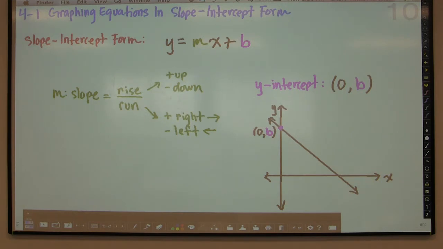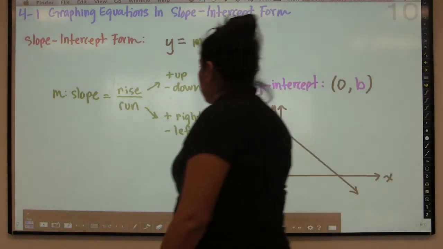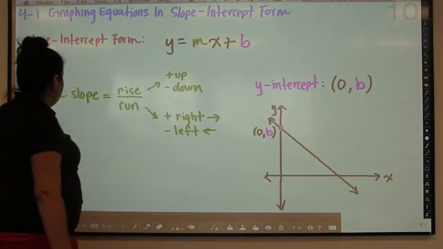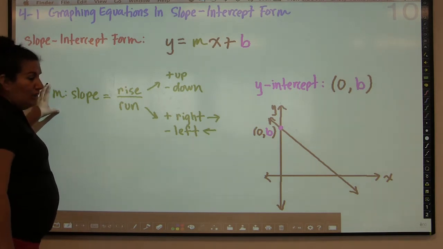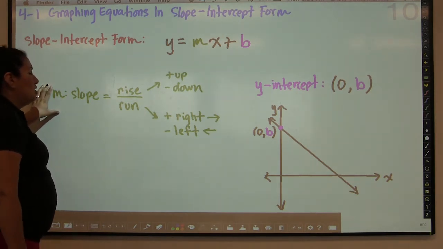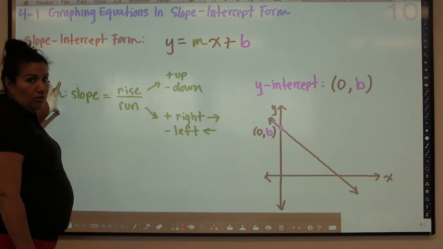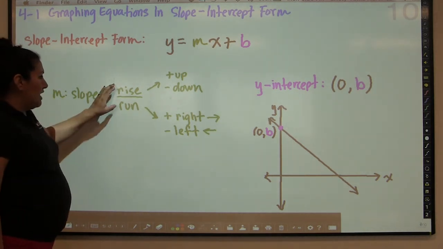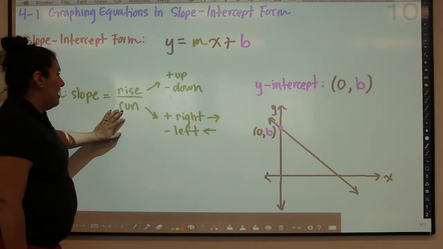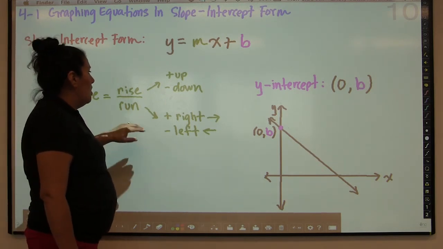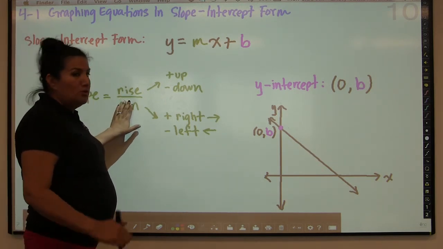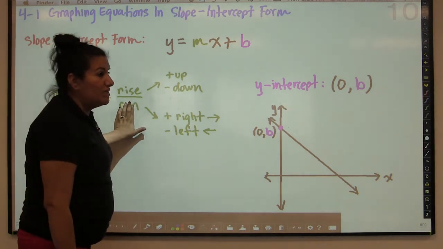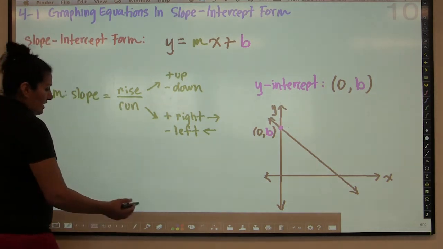Alright, so we have here color-coded slope. That should be familiar to you. We've already learned how to calculate slope in the past. Slope is y2 minus y1 over x2 minus x1. But more specifically, it's rise over run. The slope should always be a fraction. If it's not a fraction, then you can make it into a fraction.